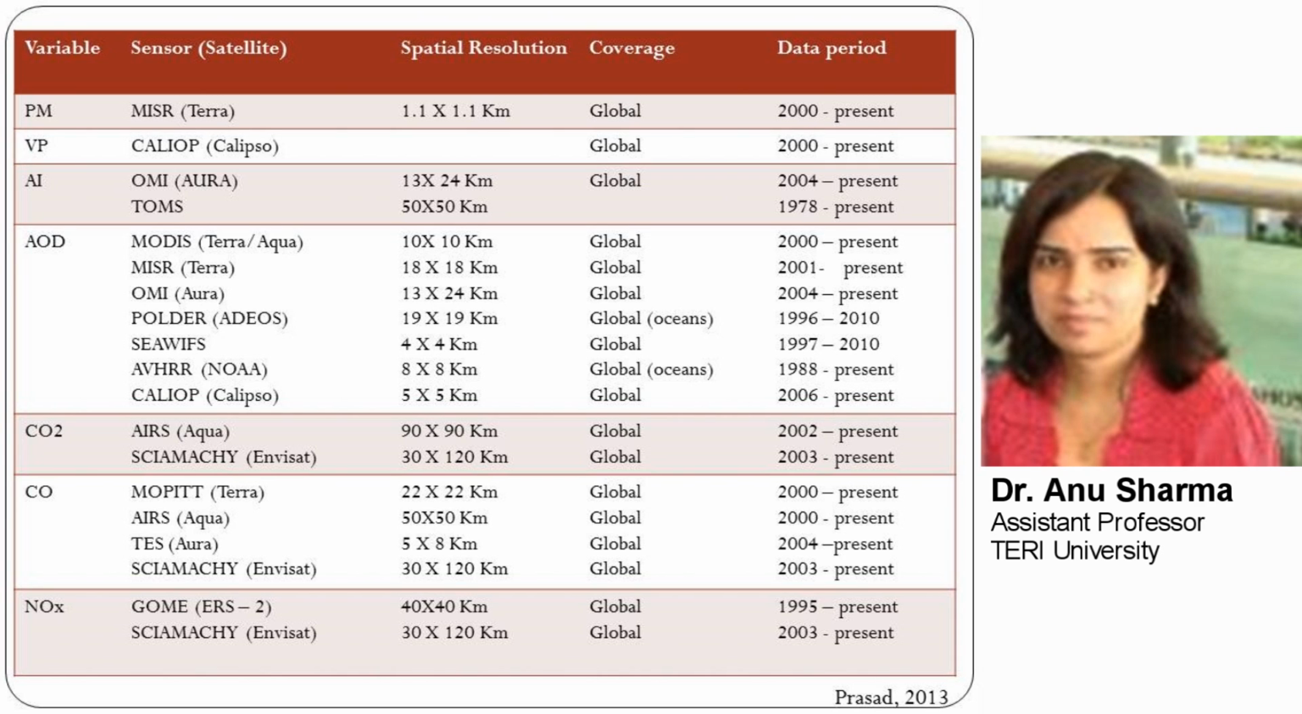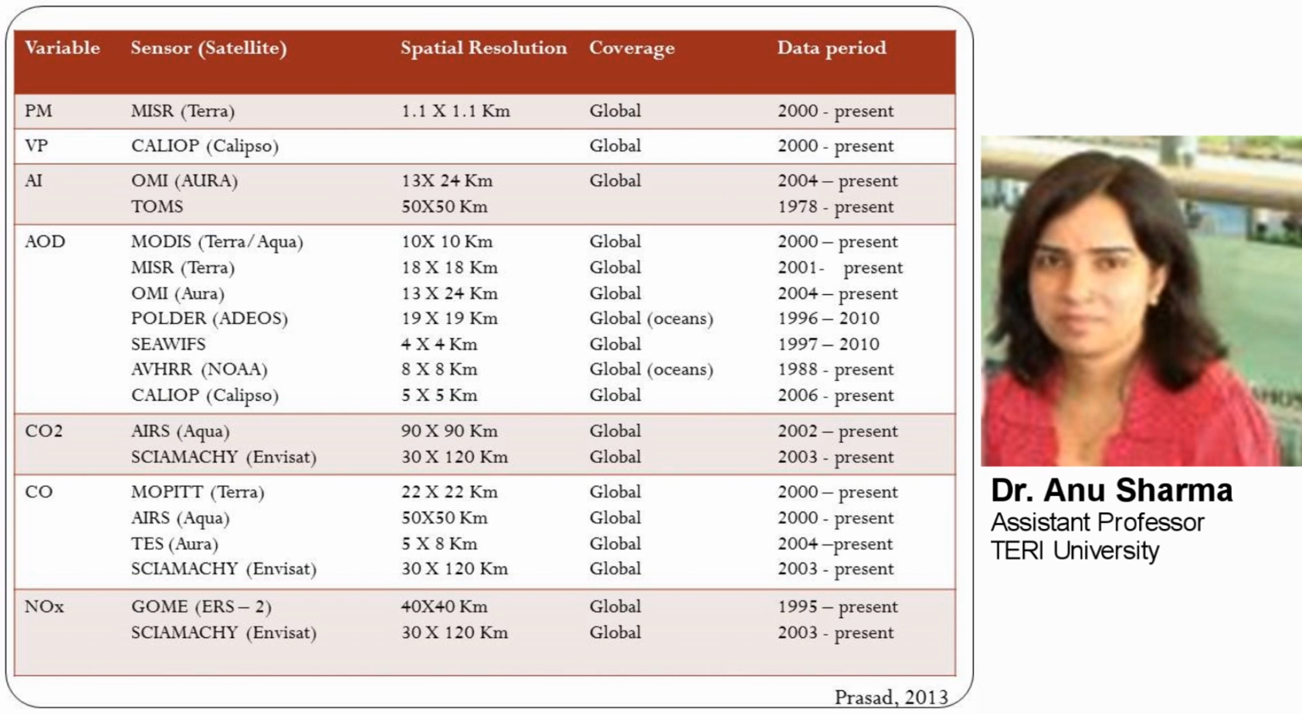And here you also see the spatial resolution, in the sense of how large an area the satellite can view at one instant. At a time, in one pixel, it can measure a 1.1 by 1.1 kilometer area. And the coverage is global. That means there's no need to put up ground instrumentation. It would provide me global coverage throughout the world. The data period is from 2000 till date, so we have 14 years of data sets, right?